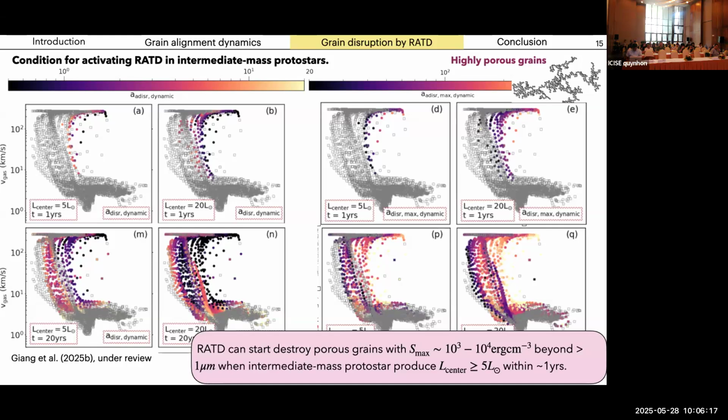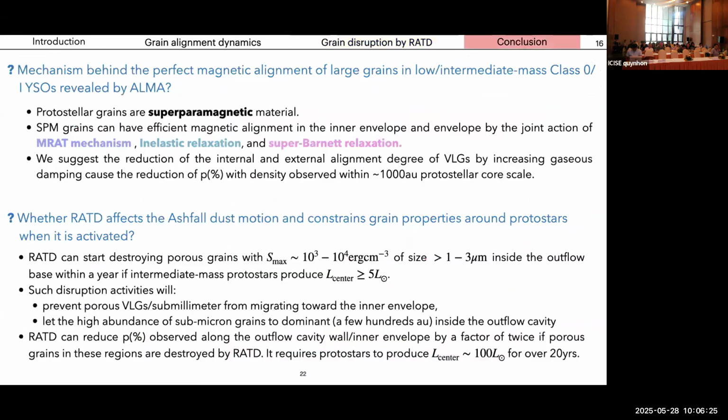If the intermediate mass protostar produces a central luminosity greater than 5 solar luminosities. So for the second question, our finding is that we suppose RATs can destroy porous grains of size larger than 1 to 3 micrometers inside the outflow space, just within 1 year, if the intermediate mass protostar produces a luminosity greater than 5 solar luminosities. Such disruption will temporarily prevent very large grains and sub-millimeter grains from being transported from the disk into the inner envelopes.